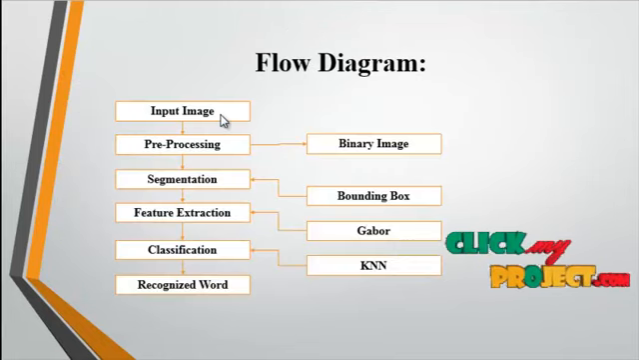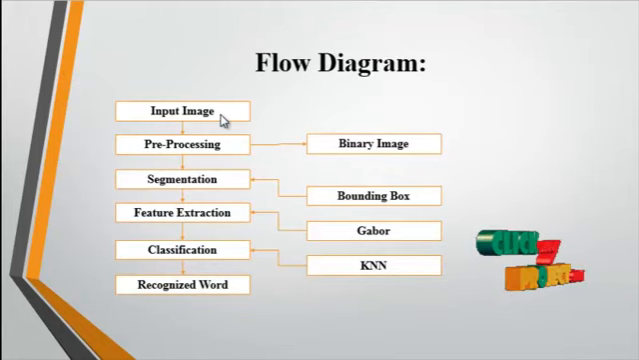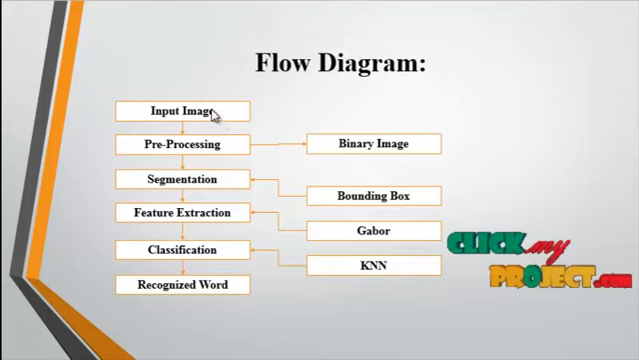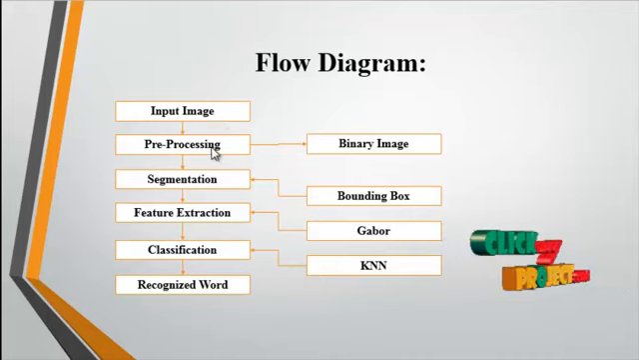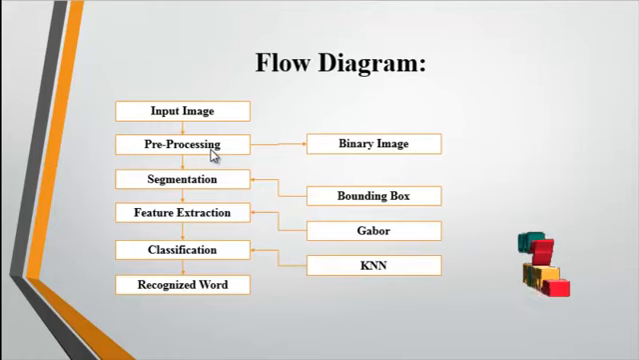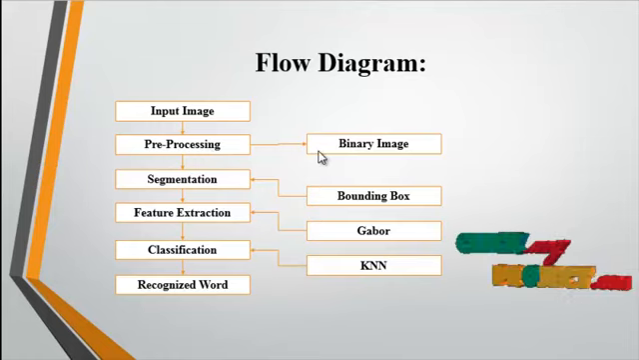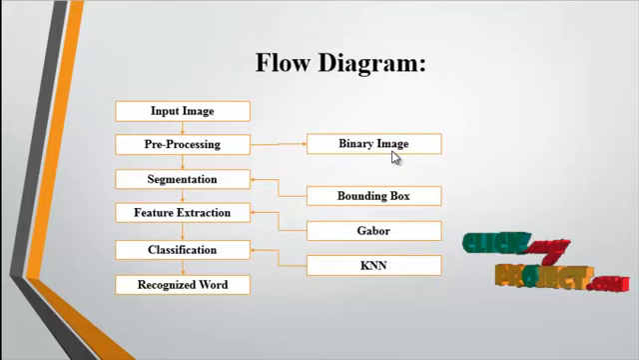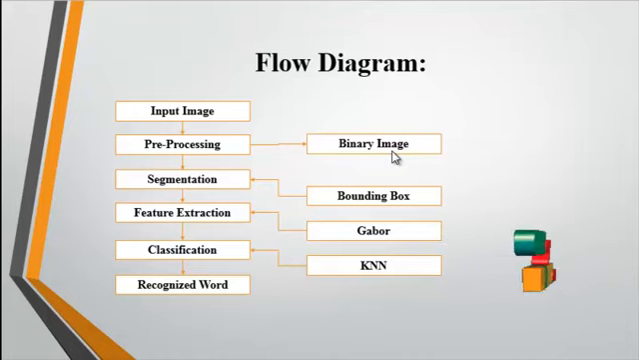Now we discuss the flow diagram. At first the input image is taken from the dataset. Then the preprocessing step is done on the input image. The preprocessing is nothing but the image is converted into a binary format. In the binary format, the image has only two values, zeros and ones. The 0 represents the black area and 1 represents the white area.